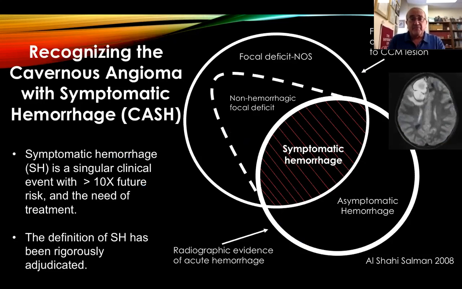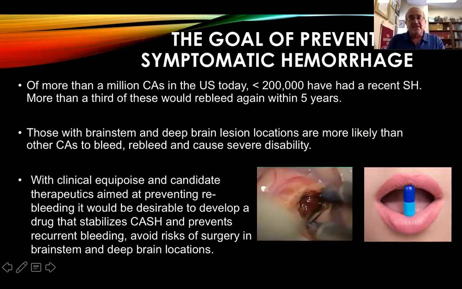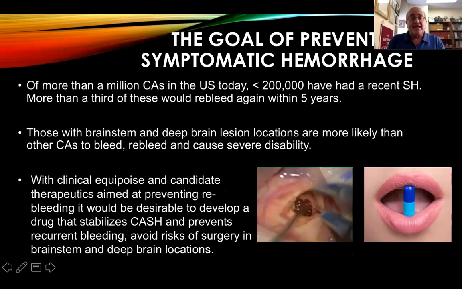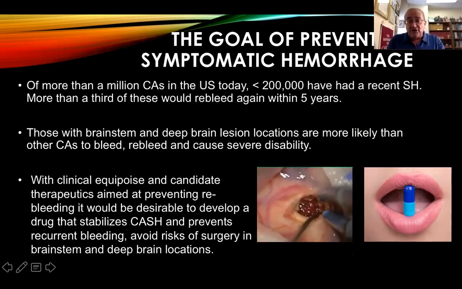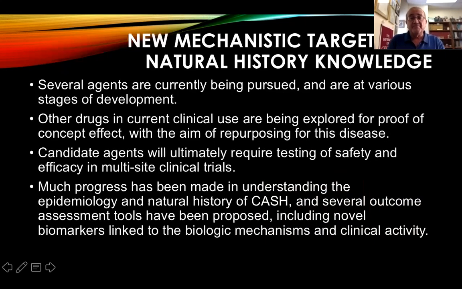Next slide. So this next slide shows in a graph form, so basically, of more than 1 million people who have cavernous angiomas, less than 200,000 have really had a recent symptomatic hemorrhage. And therefore, those are the ones that usually get the surgery, which you see on the left. And we want to try to see if the pill can prevent us from having the surgery. And that would be a great thing.